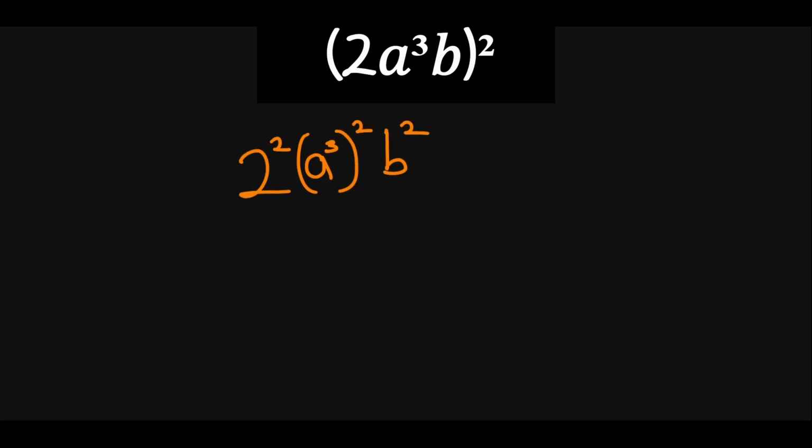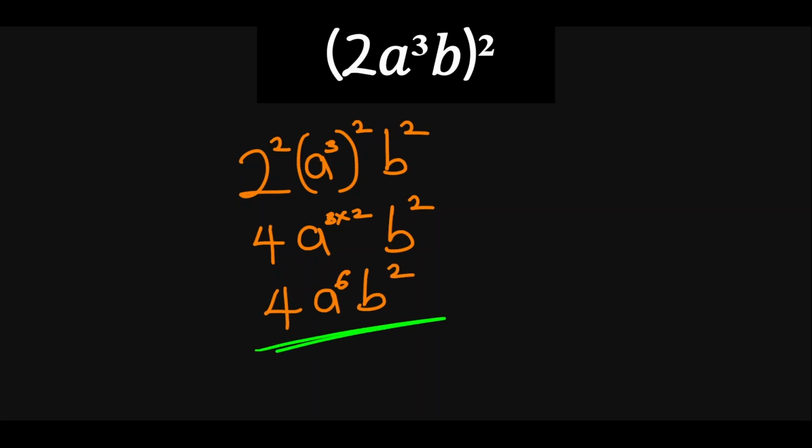Now 2 to the power of 2 is 4. A to the power of 3 to the power of 2 is another law, which is power of a power. In this case, it means that we should multiply the 3 and the 2. So this gives us a raised to power 3 times 2 and then b raised to power 2. Simplifying further gives us 4a raised to the power of 6b squared, and that will be the final answer.